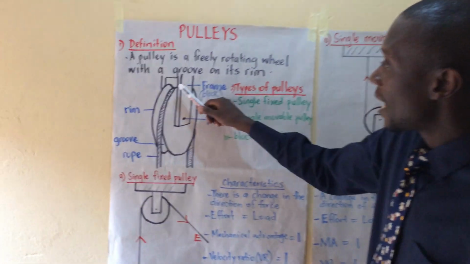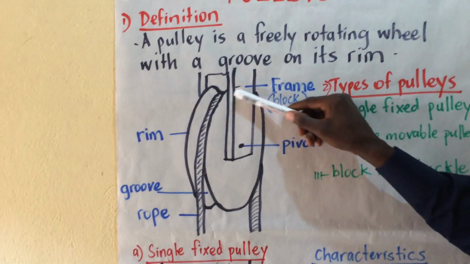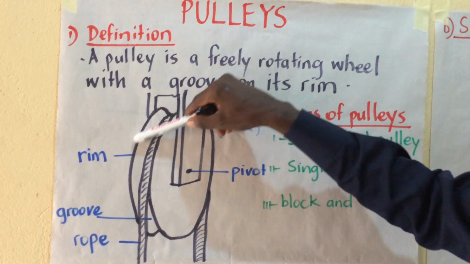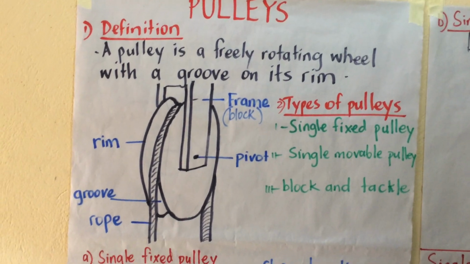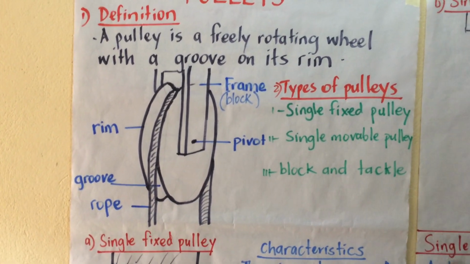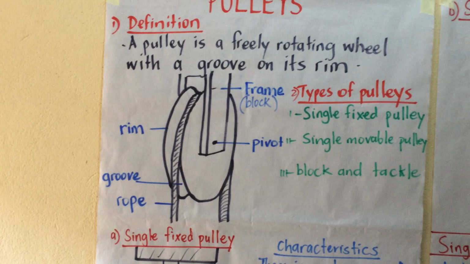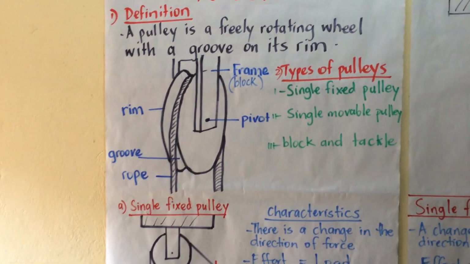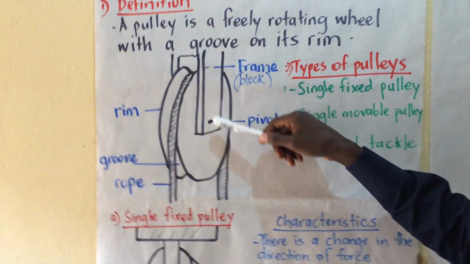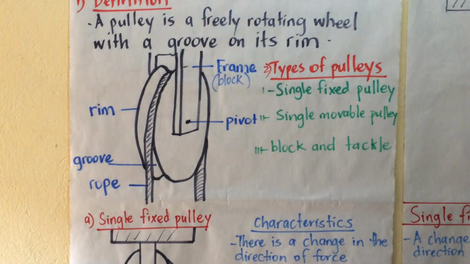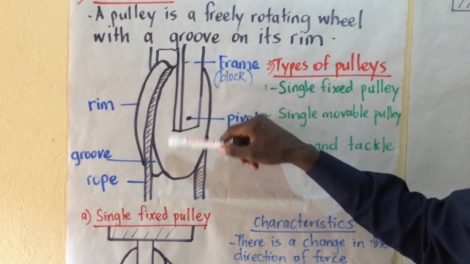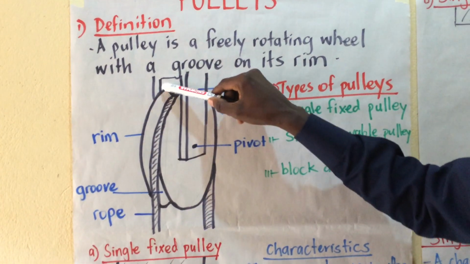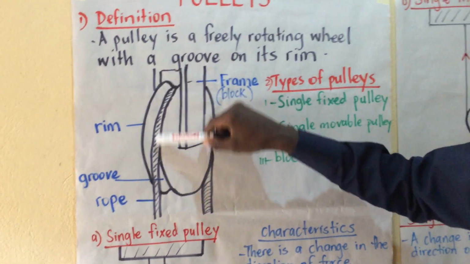So looking at this diagram here, this is the freely rotating wheel with a groove in that rim. It is like the rim of your bicycle, which has that groove, that depression, so that the tire and the tube can stick there without sliding off. So this freely rotating wheel is fixed in a frame called a block, and it spins from that point. That point where it spins from can be called a pivot. So this is the depression there, that is the groove, and that is the rope there.